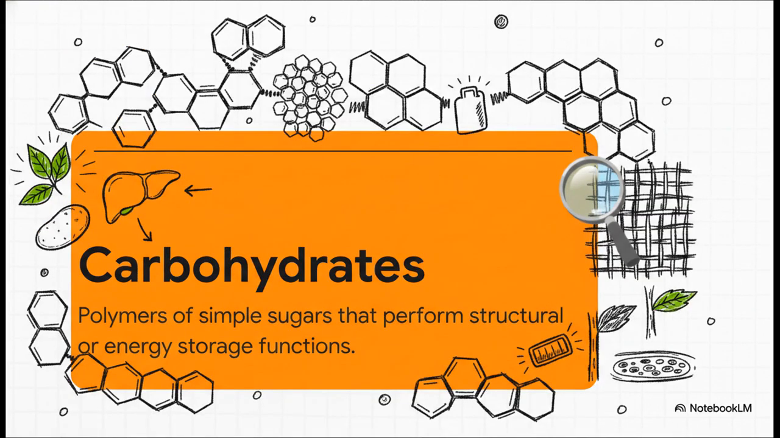Next, we have carbohydrates. Now, if proteins are the workers, carbs are the high-octane fuel that powers the whole operation. They're also polymers, but this time the building blocks are simple sugars, like glucose. Your body can either burn them for a quick burst of energy, or it can link them together and store them for later, like the starch in a potato. They can even be used for building materials, like the super tough cellulose that makes up plant stems.